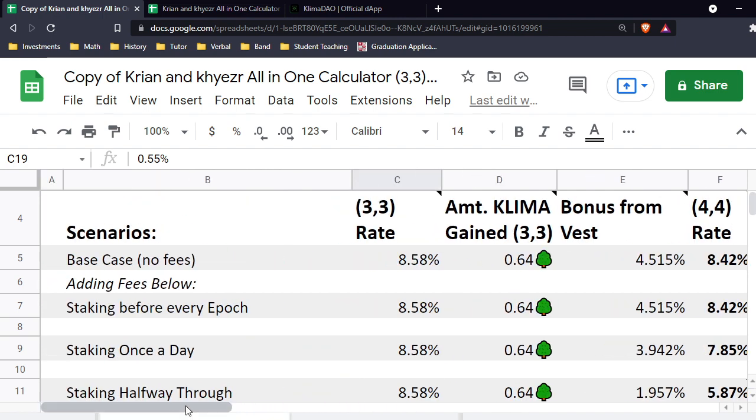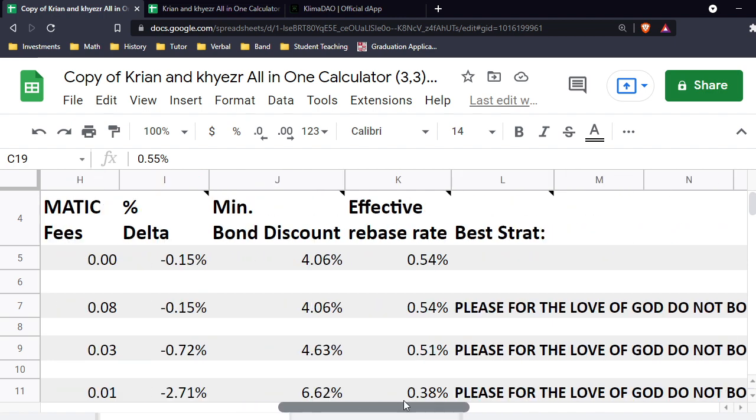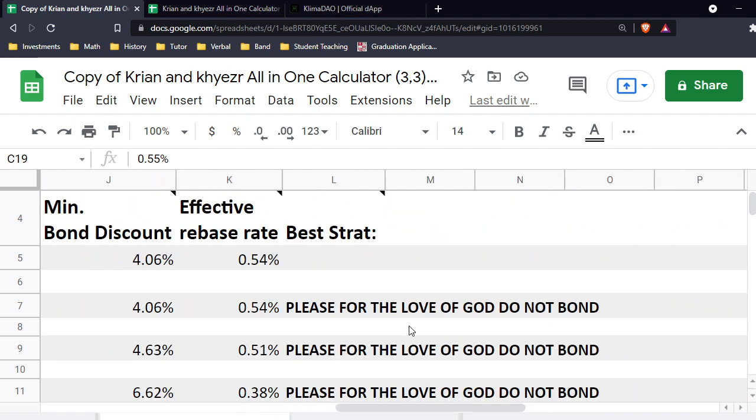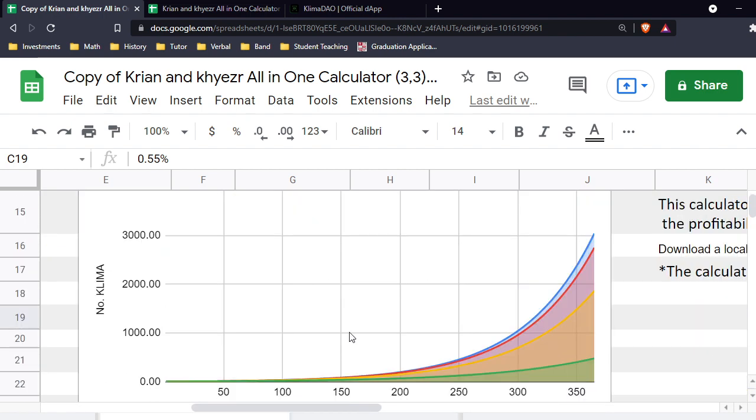Honestly, if you're going to be doing the 4-4 strat anytime soon, you have to expect to be redeeming and staking your Klima every 8 hours. Otherwise, it's probably not going to be worth it. Please, for the love of God, do not bond unless you want to be a Giga Chad and help out the protocol. It's actually advantageous to the protocol, not advantageous to the bonder.